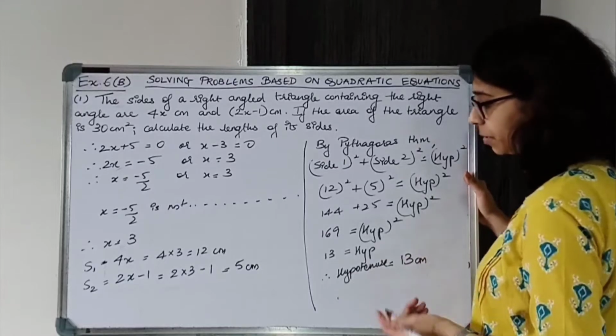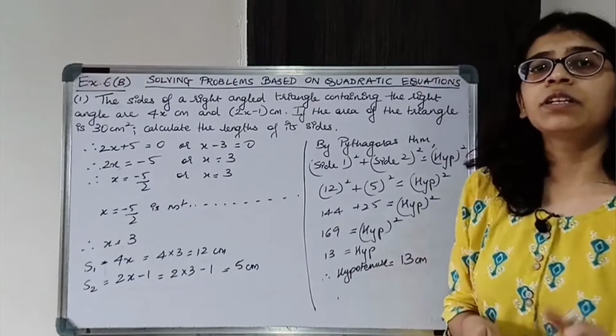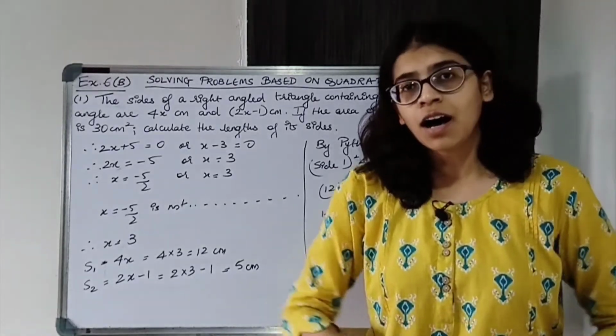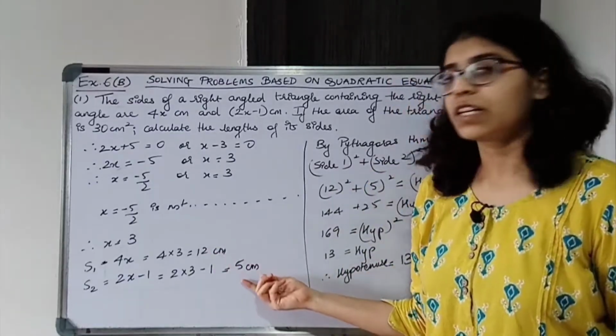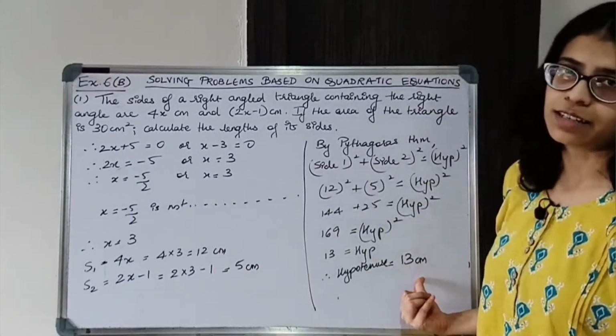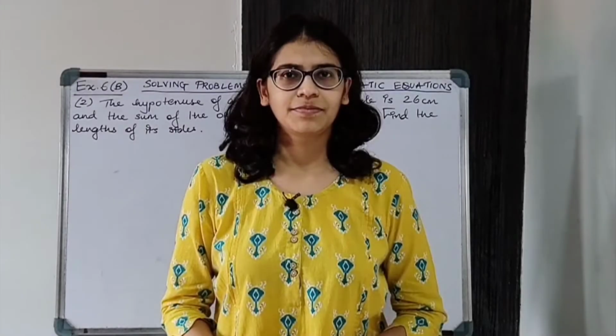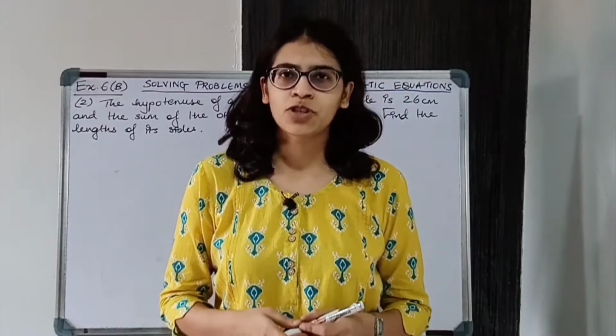Don't forget the unit. At the end, write down the statement. The lengths of its sides are 12 centimeters, 5 centimeters and 13 centimeters. Okay. Moving on to the next question. Question number 2.